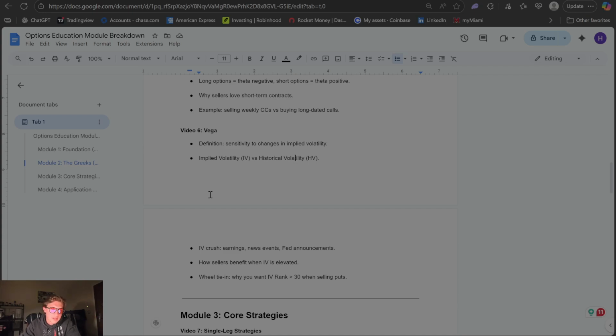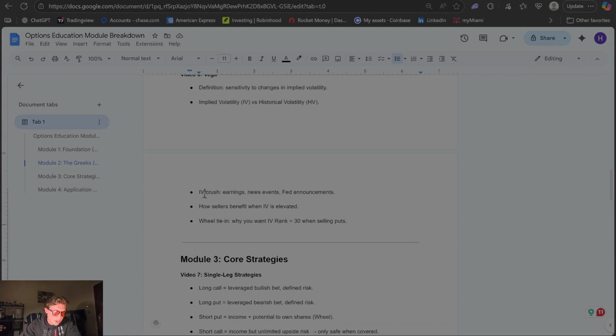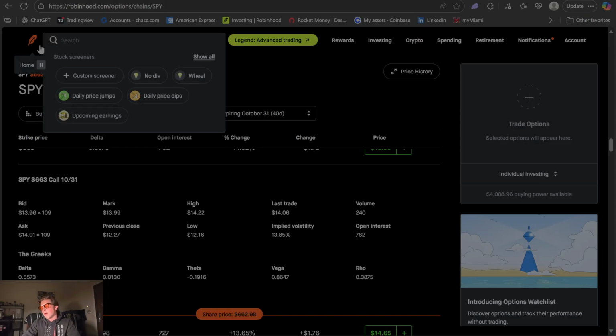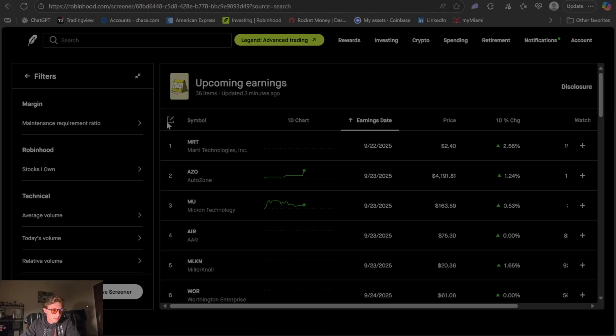So implied volatility is just the implied move that people are willing to pay for, which is also why, for instance, let's go on to some stock that's going to have earnings, right? So we'll look at upcoming earnings.